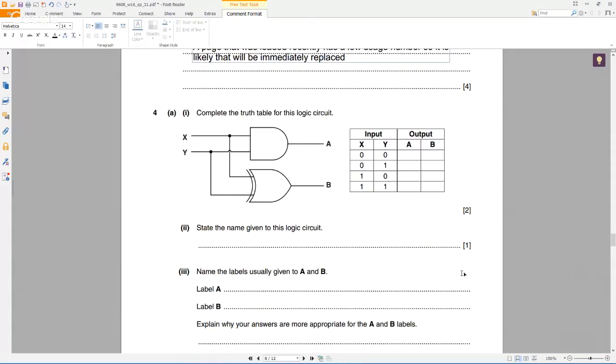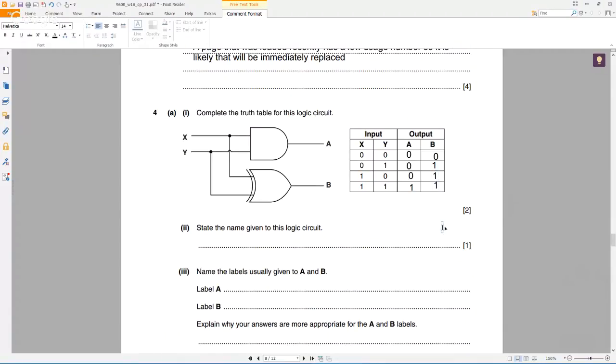Excellent. So the next question, number 4, is about binary logic in circuits. We want to create the truth table of this logic circuit. The first operation is an AND. So A is going to be the AND between X and Y, and the AND is 0 when there is at least one 0 in the inputs, and 1 when both inputs are 1. And B instead is an OR operation. That means it will be 1 when there is at least one 1. So it will be 0 1 1 1.